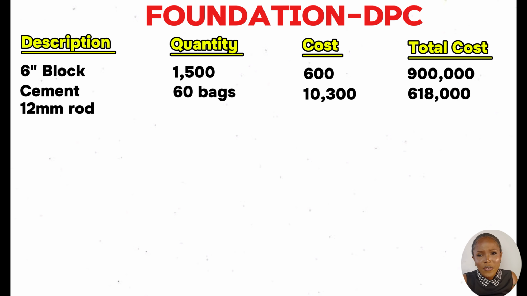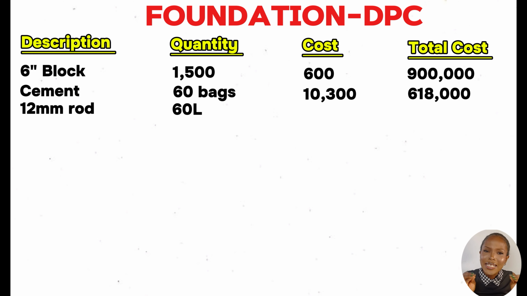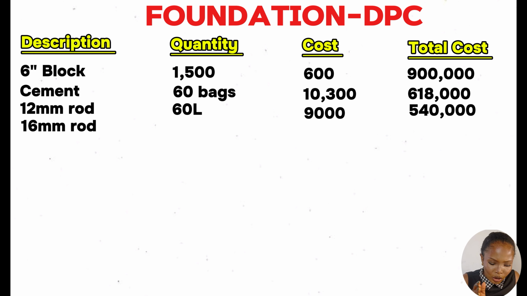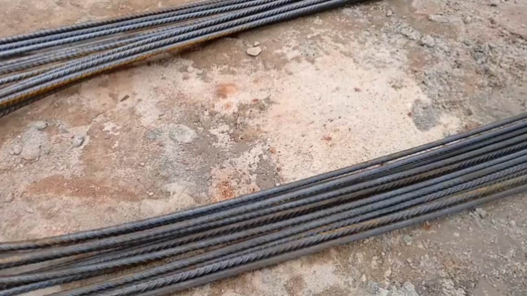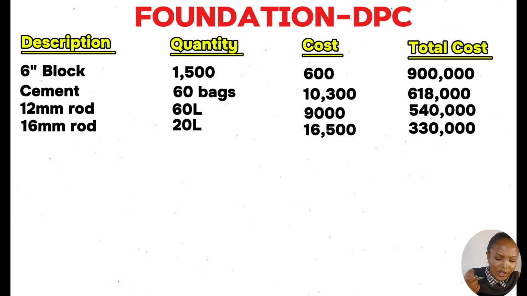Another thing you need is 12 rod, and you need 60 lengths of 12 rod, and each length costs 9,000 naira. So 9,000 multiplied by 60 is giving us 540,000 naira. Another thing you need is 16 rod. You need 20 lengths of 16 rod, and each length costs 16,500 naira. So 16,500 multiplied by 20 is giving us 330,000 naira.